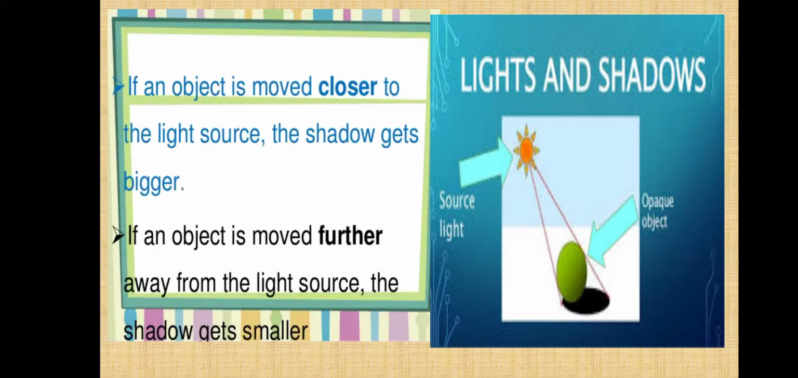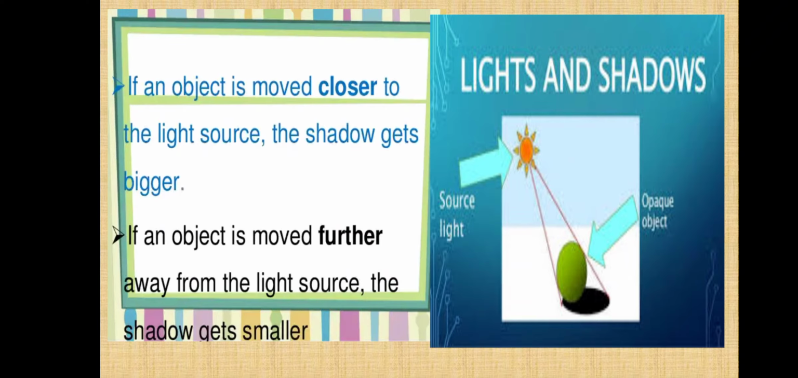If an object is moved closer to the light source, the shadow gets bigger. Take a torchlight, and the room should be dark, and bring your hands next to the torchlight. The closer you bring them, the bigger it gets. The farther you take your hands, the smaller it gets. If an object is moved further away from the light source, the shadow gets smaller.